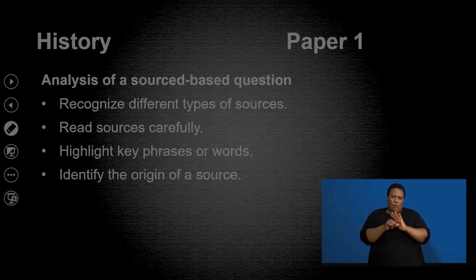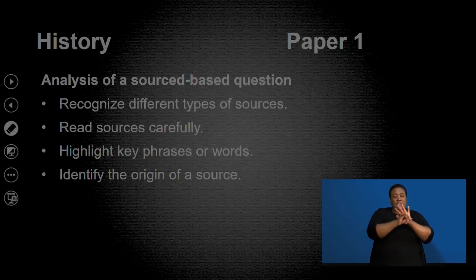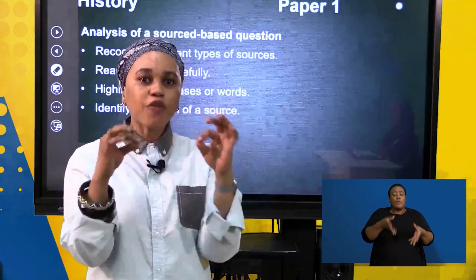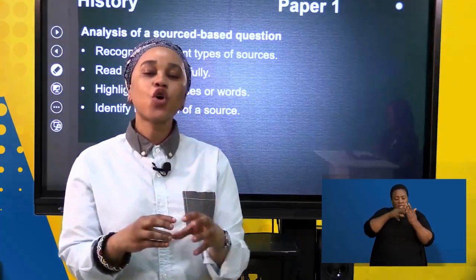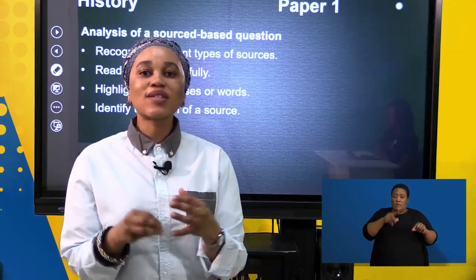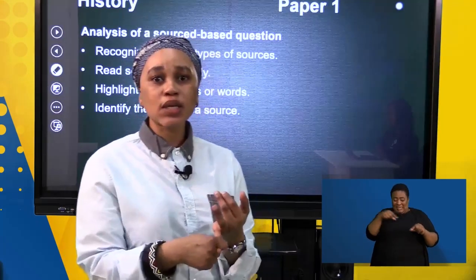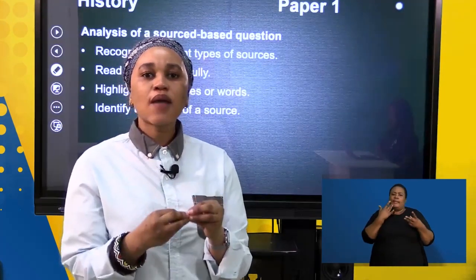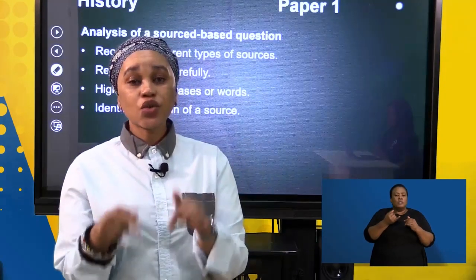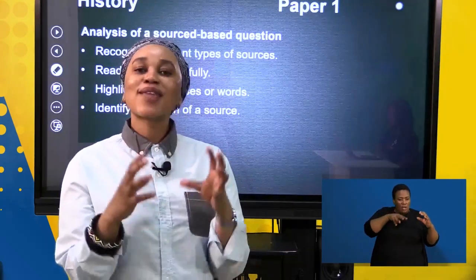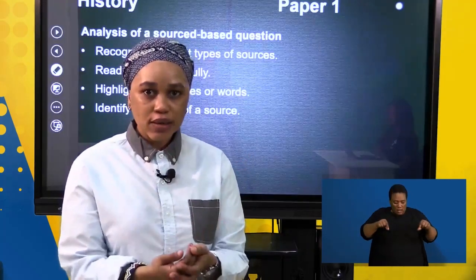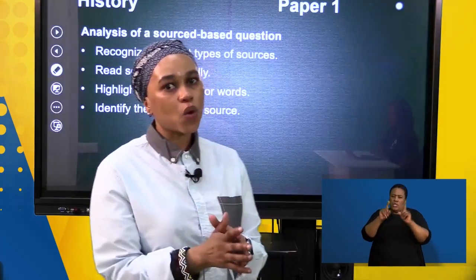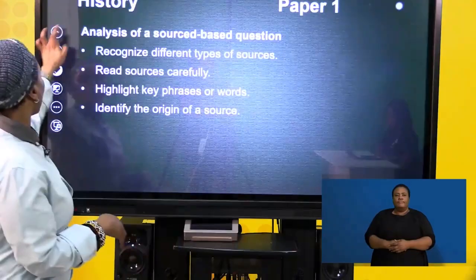Okay, and then you have to identify the origin of the source. Now, the origin of the source normally comes from the caption. So the caption, before you even read the source, will help you when it comes to evaluating the source, because that caption will tell you what the source is, when it was made, and who made it. So it's very important that you don't just go straight to the source, but you start by reading the caption. The captions are there for a reason, okay? And they will help you to answer those questions. Very, very important, guys.